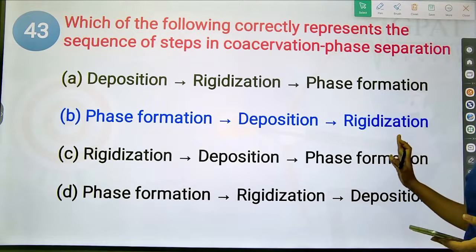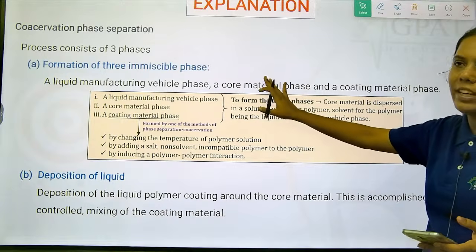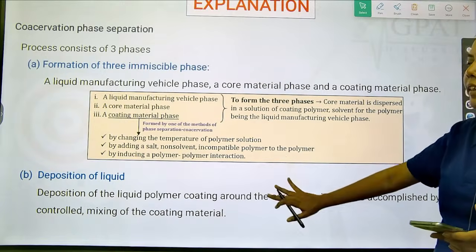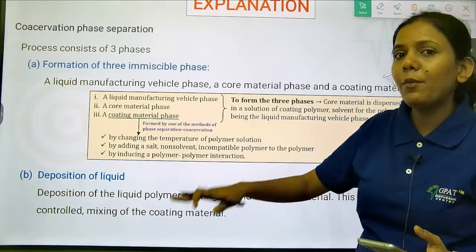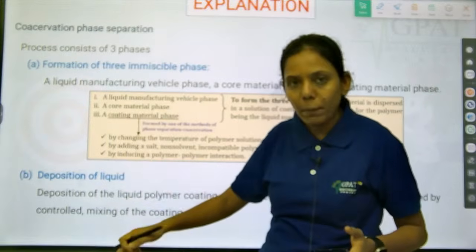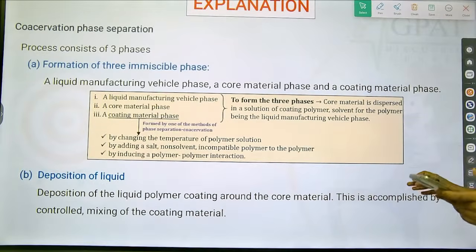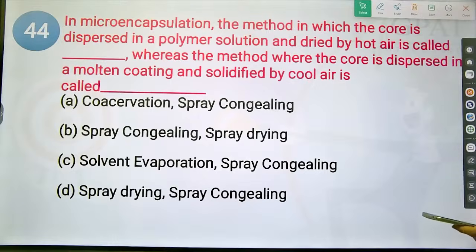Option B is the right answer. Very good. So see, there are 3 steps. Formation of 3 immiscible phases will be there. Then the deposition of liquid. This liquid is your coating material, which will be deposited on the solid material, which is your core material. Okay. So very good. Deposition will be there, and then rigidization.